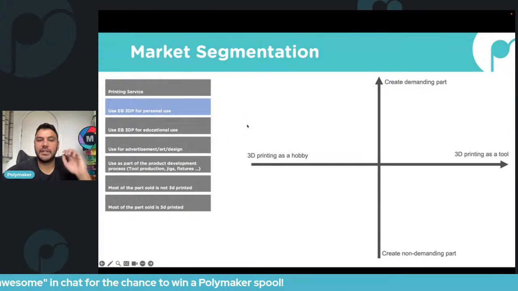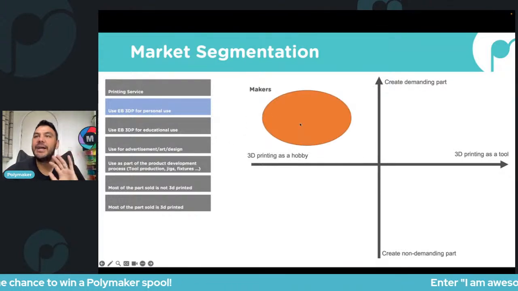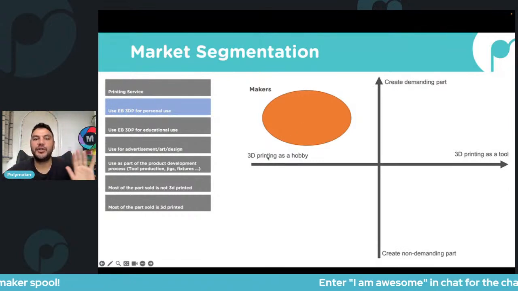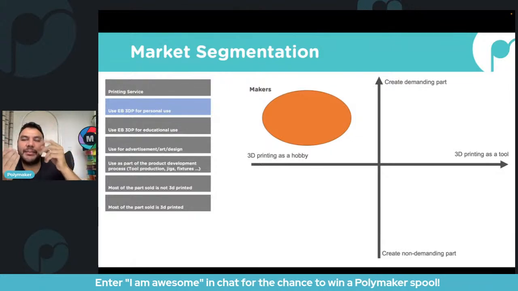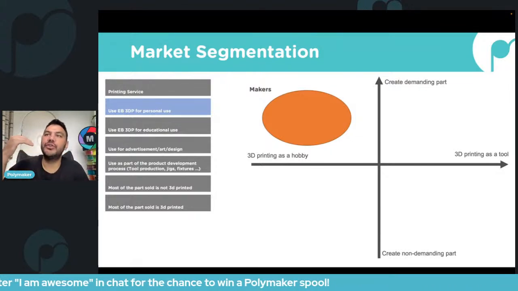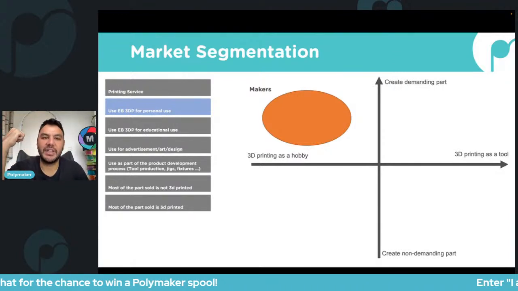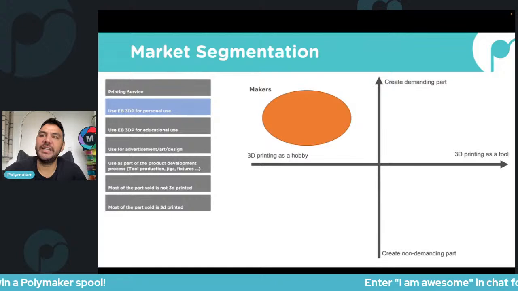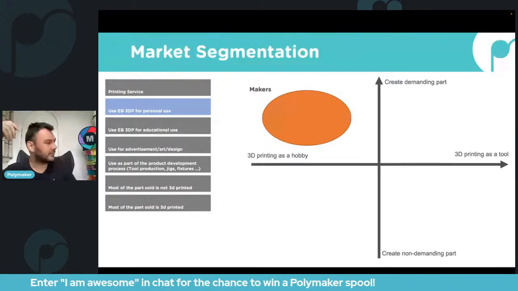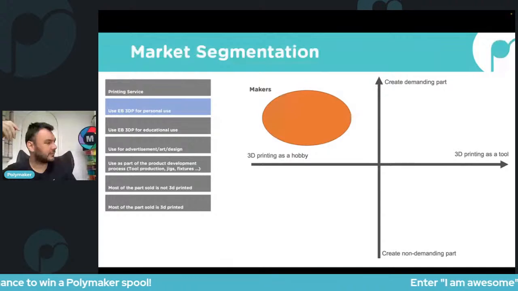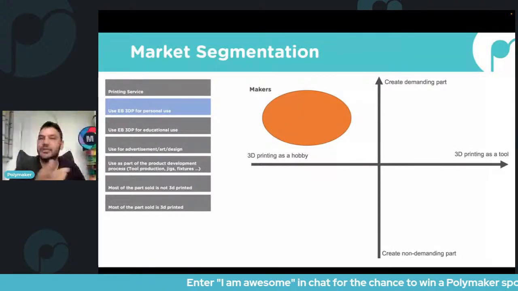Okay, so for me, this is how I name the people. If you consider 3D printing as a hobby, but you are creating parts that are demanding, then I call you a maker. You are a maker. The story about being a maker is, let's say you break something in your home. I break, I don't know, one of the covers here. Someone who does not consider 3D printing as a hobby will just go and buy a new remote, right? A new case or just a new remote.